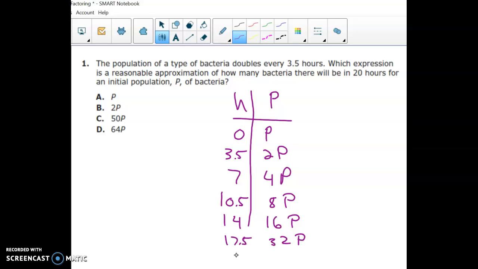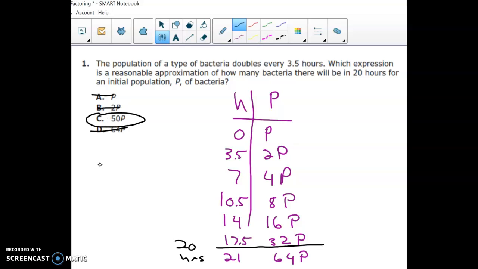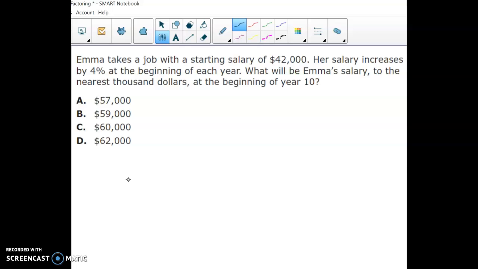And then it doesn't fall quite right, because if I add another 3.5 hours, I get to 21 hours, I think, and I'm going to be at 64P. So the number we're interested in is right in here. We want to know after 20 hours. Okay, so we can figure out that 64P is too much because that would be after 21 hours. And these two answers aren't any good. So the best answer would be letter C. We'd be at about 50P. That's a tricky one. Okay, one last one here quick.